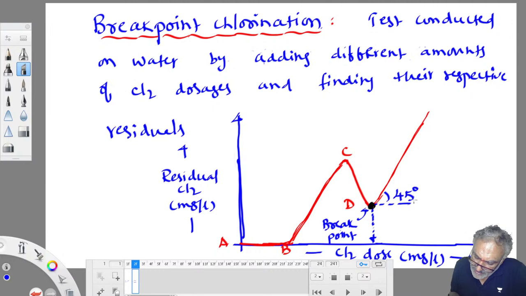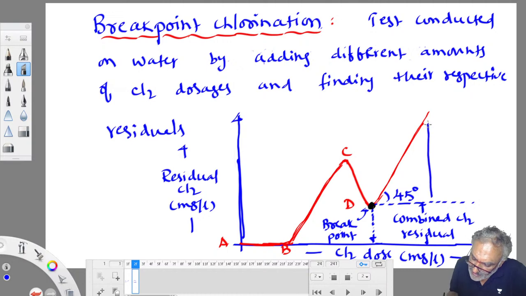So how much amount of chloramines are formed? BC amount. In that CD amount is consumed. Still BD amount of chloramines remain. These are chloramines, therefore it is called combined chlorine residual, residual in the form of chloramines. And this is free chlorine residual, residual in the form of HOCl and OCl.